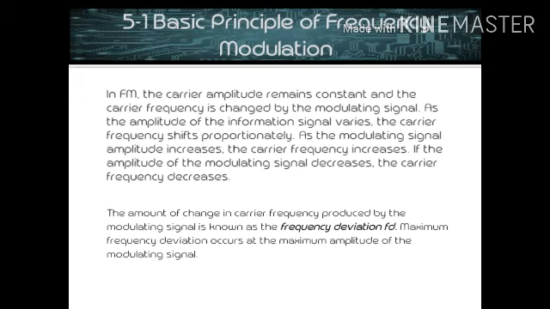The amount of change in carrier frequency produced by the modulating signal is known as the frequency deviation, or what we know as fd. Maximum frequency deviation occurs at the maximum amplitude of the modulating signal. Now, the relationship mentioned above is directly proportional. The reverse relationship can also be implemented. A decreasing modulating signal increases the carrier frequency above its center value, whereas an increasing modulating signal decreases the carrier frequency below its center value.